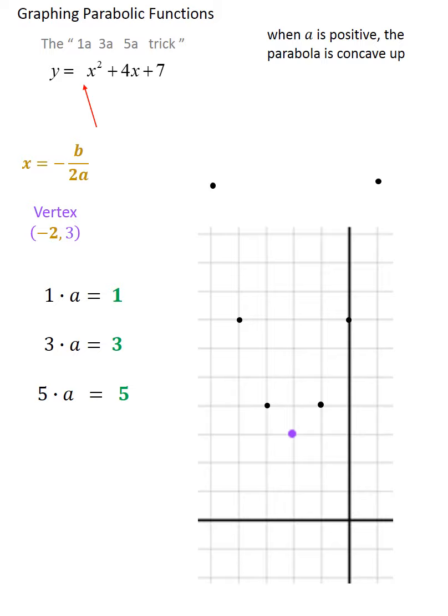Most people don't go past 5a, because once you have those points, even though we don't have the x-intercepts or the y-intercept, although we kind of do in this case, but we didn't need to find them specifically, this information is enough to graph the parabola. And that completes the 1a, 3a, 5a trick, and that completes the Graphing Parabolas video.